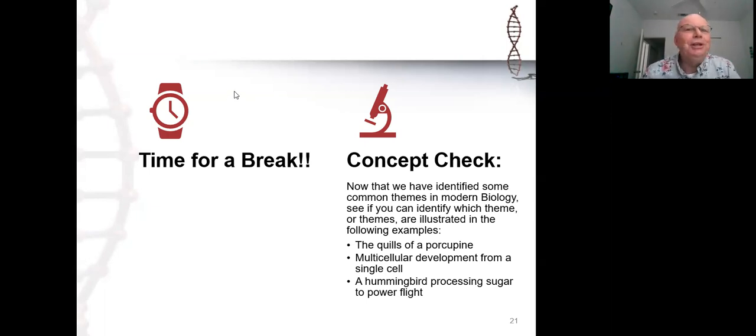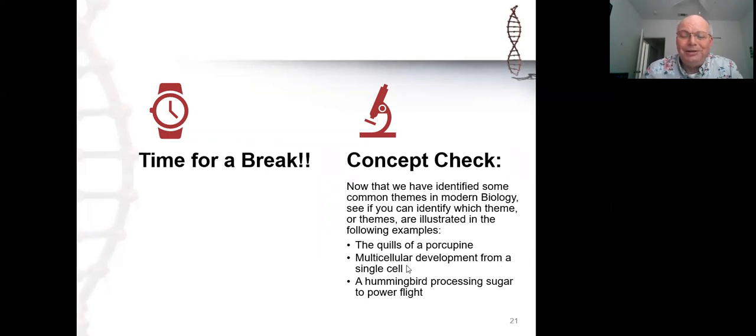Let's take a look and see what we think. So quills of a porcupine. That's actually a protective mechanism for the porcupine. That's actually an evolutionary adaptation. This protects the porcupine so that it doesn't get eaten. So that would be an interaction with another organism, an interaction with an environment. It's a protective measure to protect it from getting eaten by a predator.